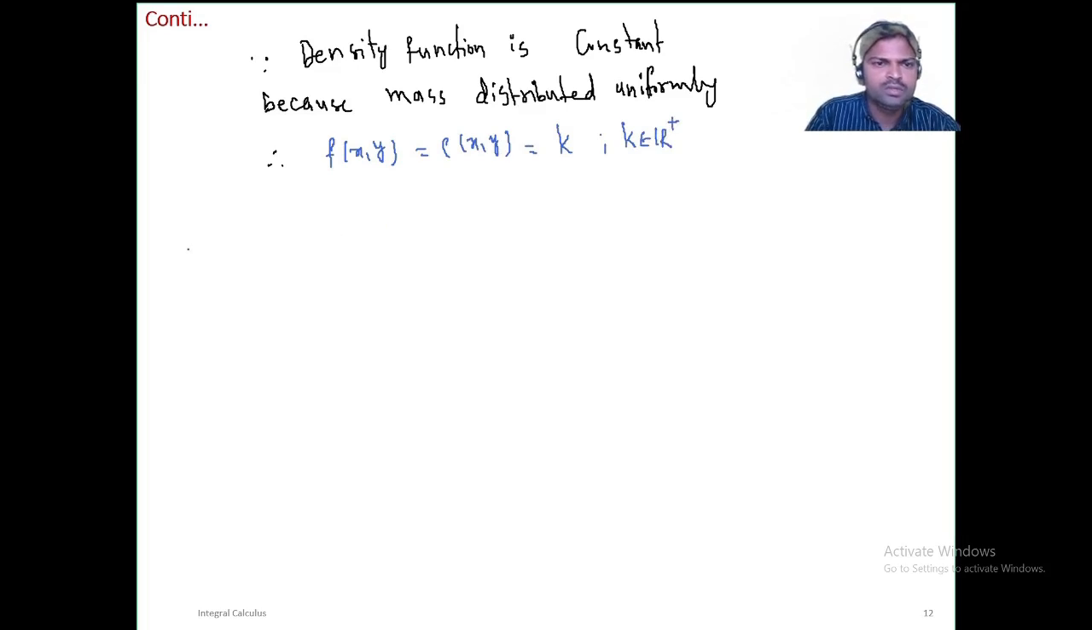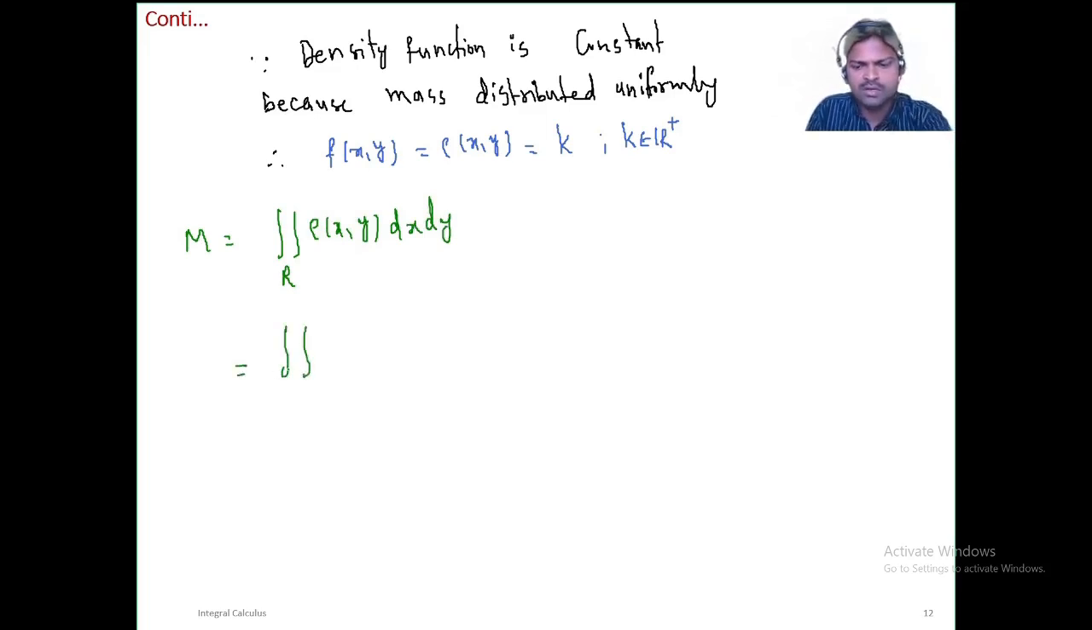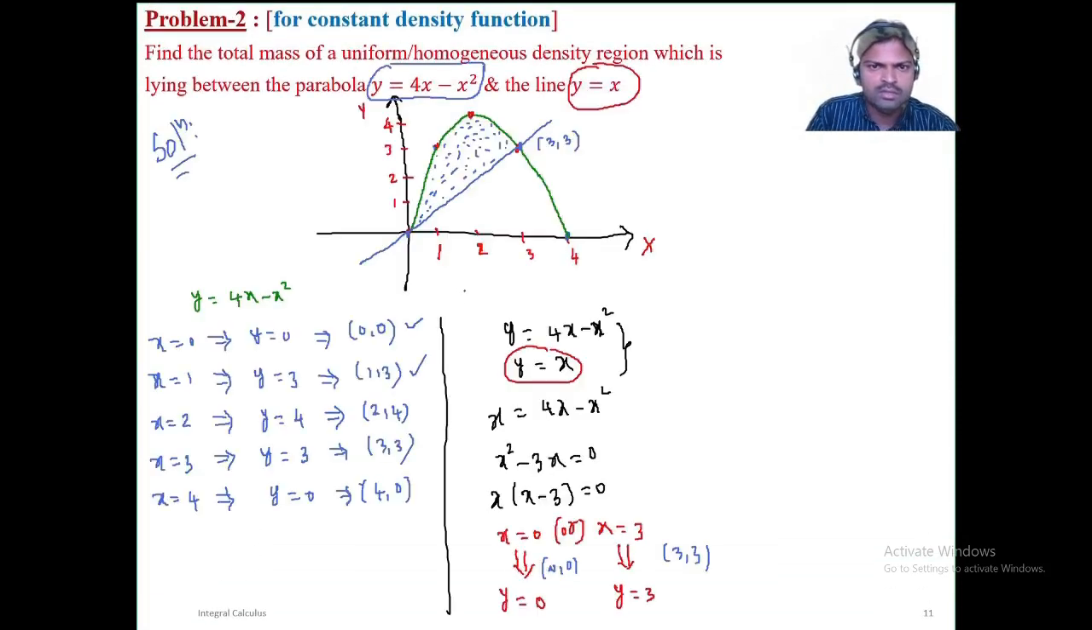Then what is the total mass now? The total mass m is equal to the double integral over the region R of rho of x comma y dx dy. Now what is the region here? Look at the region. In this I want the x limits and y limits.